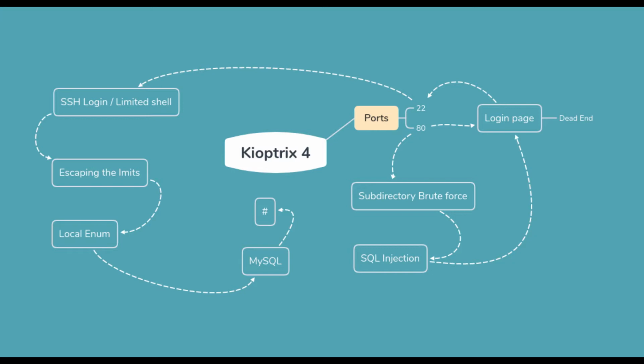During our initial scan, we find port 80 and 22 open, which leads us to a login page. Then we discover a subdirectory leading to a potential username through which we gain access to a SQL database. Logging in through SSH, we are given a limited shell. Escaping out of it leads to more enumeration and privilege escalation through MySQL database. That being said, let's get started with our nmap.